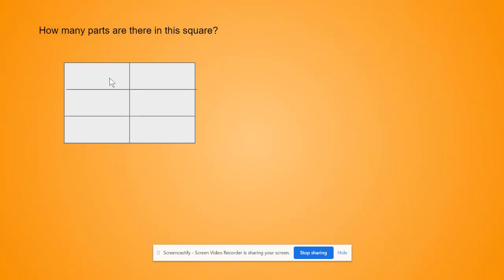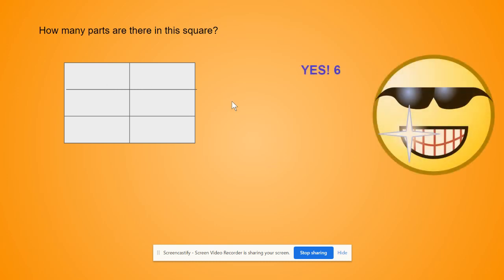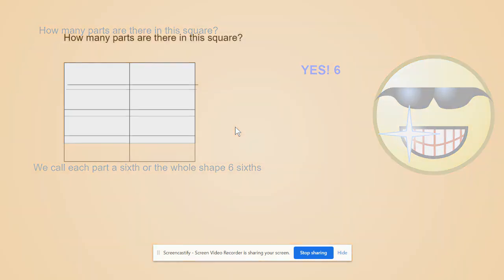And again, the question is going to stay the same. How many parts make up this whole shape? And when we count it out, hopefully you got 6. And that's going to have a name as well. All right, so each of these parts are going to be called sixths. All right, the whole shape has 6 sixths to break up to make that whole.